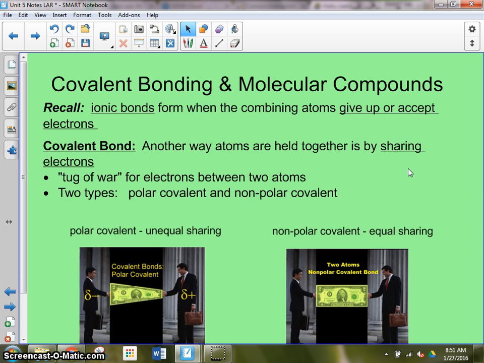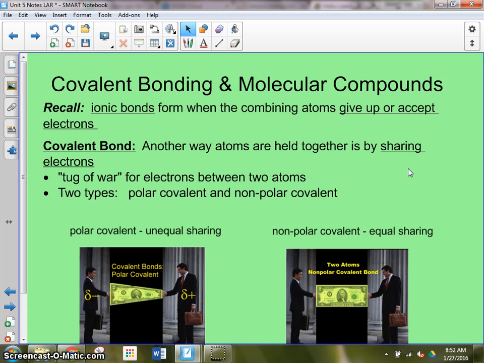Now, in the past, we've talked about ionic bonds, and we said they form when atoms give up or accept electrons, which is followed by an attraction between the cation and the anion that are formed. In a covalent bond, they're held together instead by a sharing of electrons. So one of the major differences is that ionic bonds involve a transfer of electrons, while covalent bonds involve a sharing of electrons. Think of the atoms as both pulling on those electrons and trying to control them.